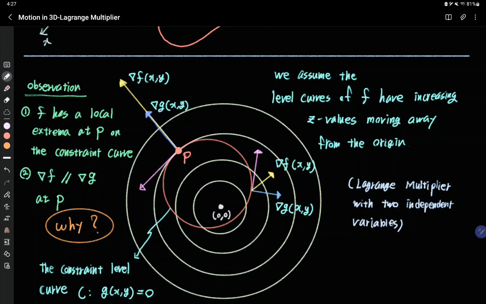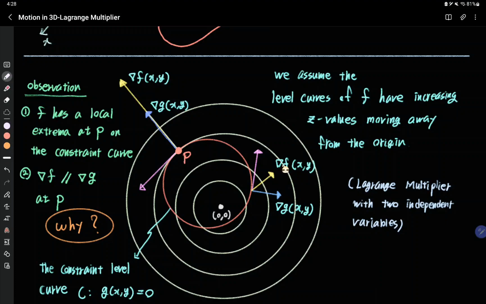Now let's figure out gradient f and gradient g. For example, at this point, gradient g must be orthogonal to the tangent vector, see here, the tangent vector of the constraint curve C. As you can see, the gradient g is perpendicular to the tangent vector at this point. Now, what about the gradient f?